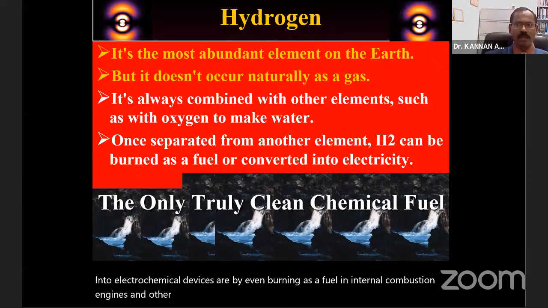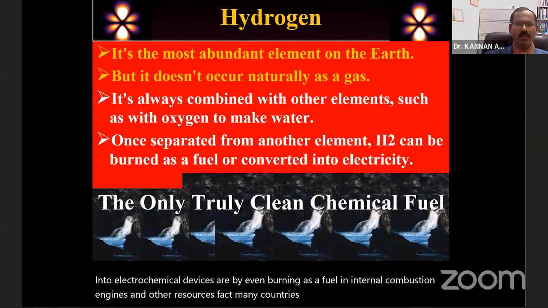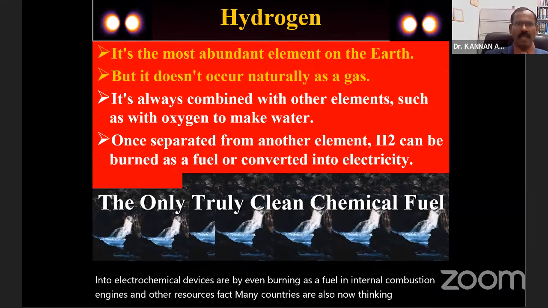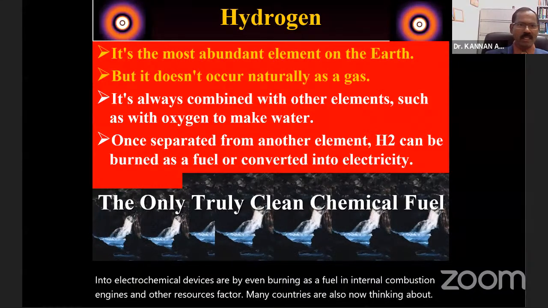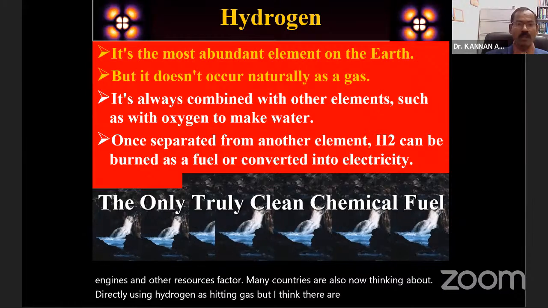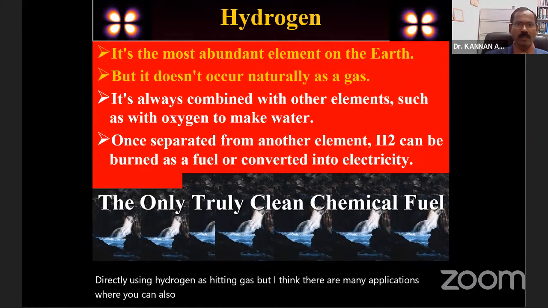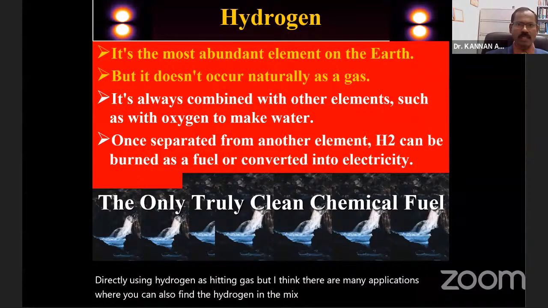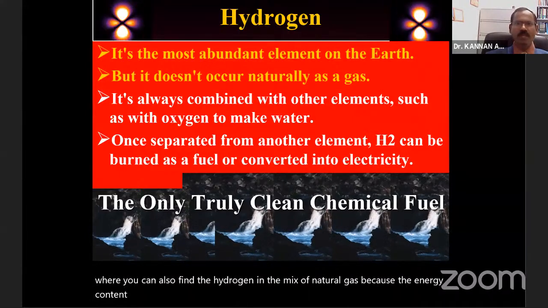In fact, many countries are also now thinking about directly using hydrogen as a heating gas, but I think there are many applications where you can also find the hydrogen in the mix of natural gas because the energy content of hydrogen gas is extremely high.